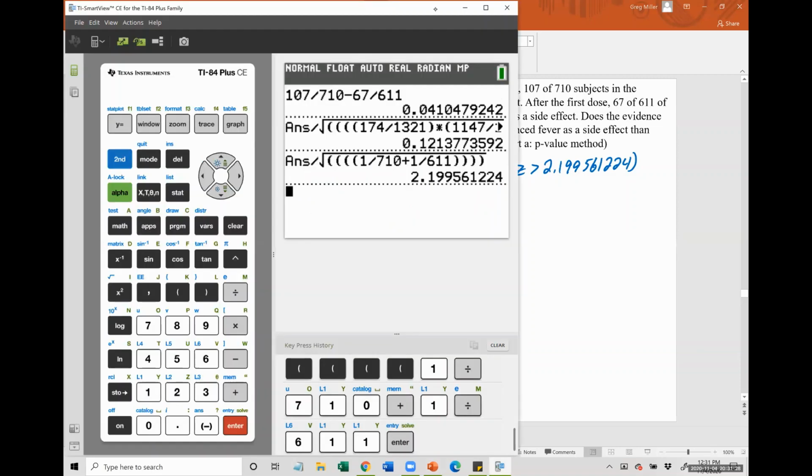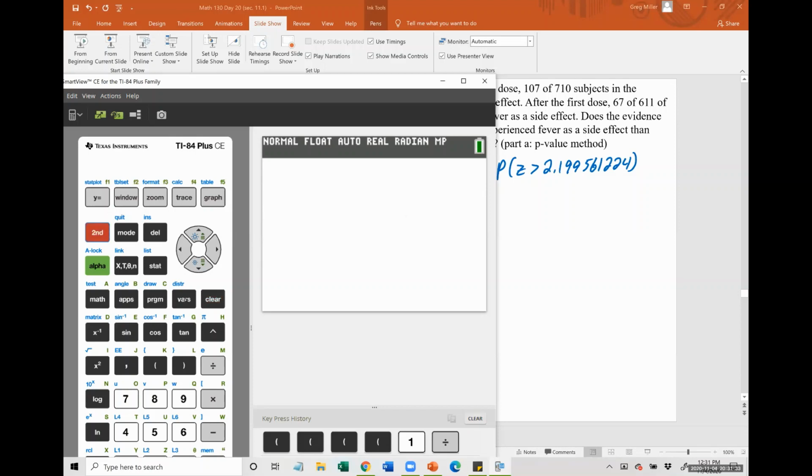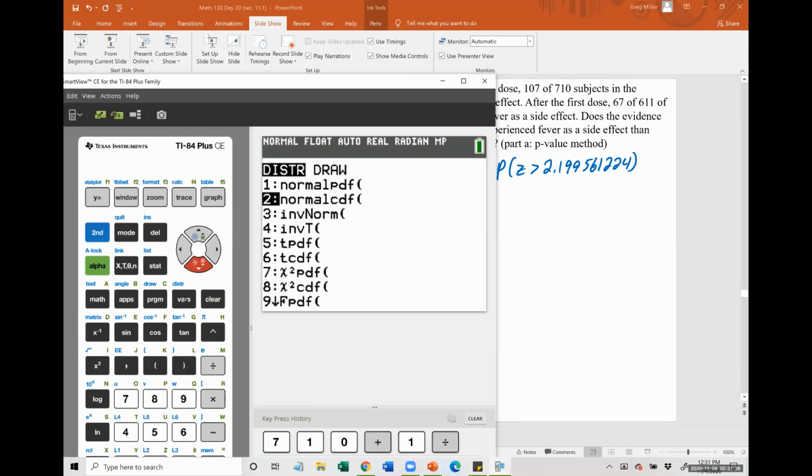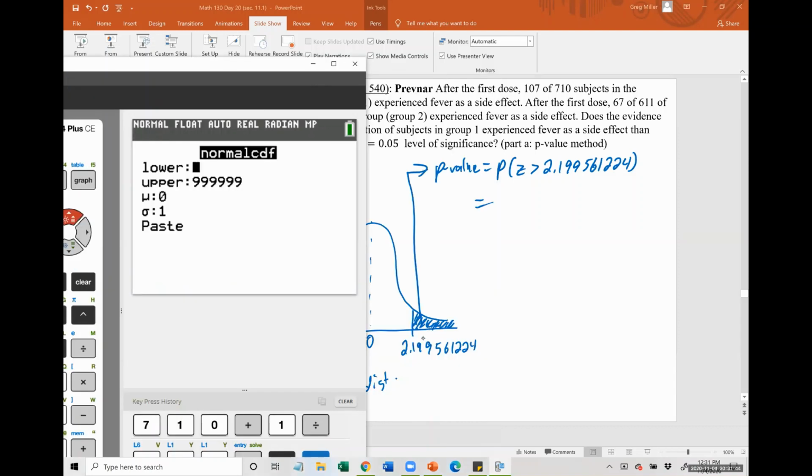We're trying to find the area under the Z distribution. The way you do that is you go second distribution and then go to normal CDF. If you're trying to find the area under the Z distribution, you always use normal CDF. Push enter. Now we have to tell the calculator we want the area in the picture, starting at 2.199 and going to the right forever. So the lower is 2.199561224. You have to tell the calculator the left edge of the area and the right edge. The left edge is this 2.199 number. The right edge is infinity, it goes to the right forever, and the way we type infinity is a bunch of 9s.